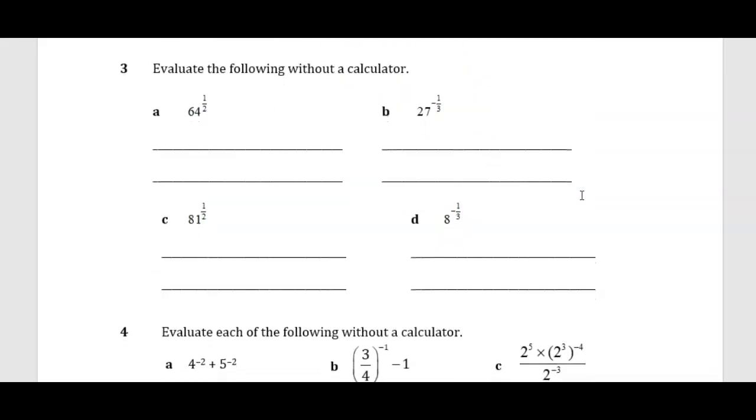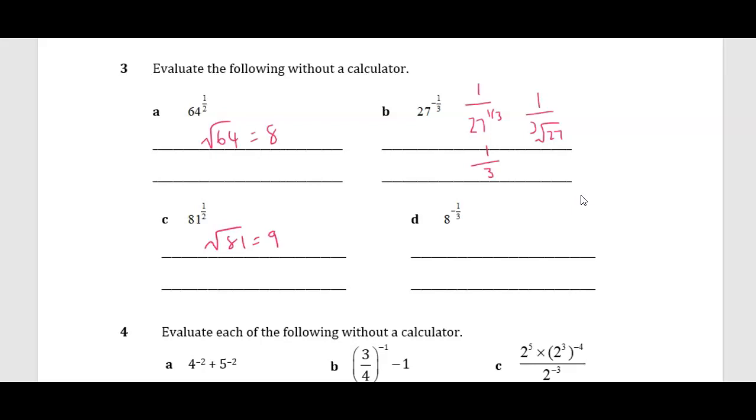Question 3, evaluate the following without a calculator. So 64 to the power of a half is the same as the square root of 64, which is 8. Oh, we've got a negative fraction. Okay, so this is the same as 1 over 27 to the power of a third. So it's 1 over the cubed root of 27. So the cubed root of 27 is 3. So it's 1/3. 81 to the power of a half is the square root of 81, which is 9.